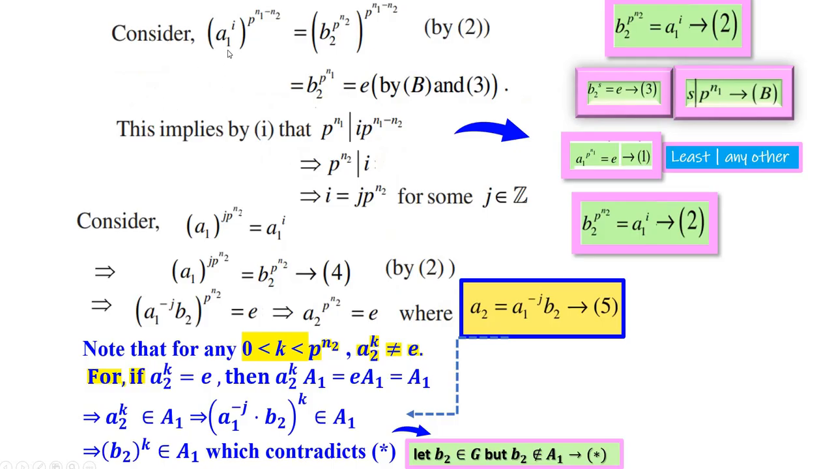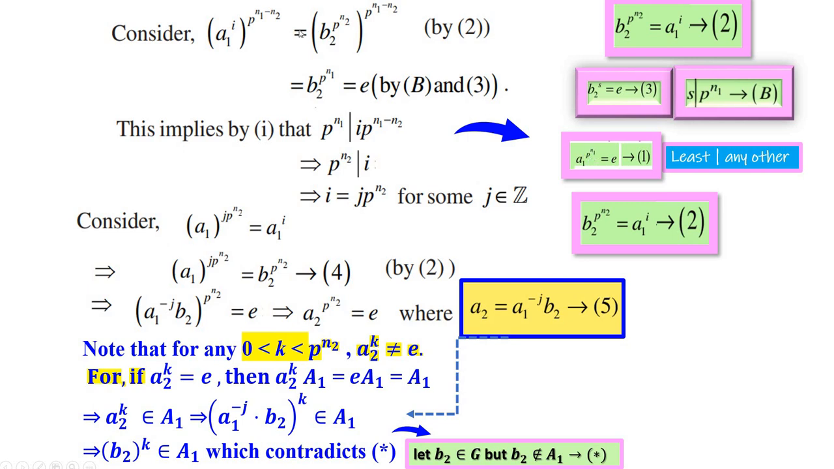So for that we consider (a1^i) whole thing raised to p^(n1-n2), and because a1^i by equation 2 is b2^(p^n2), this step comes, and this on simplification gives you this. And b2^(p^n1) is e for the reason that b2^s is e and s divides p^n1, so that p^n1 will be a multiple of s. So from these two we have b2^(p^n1) to be e.